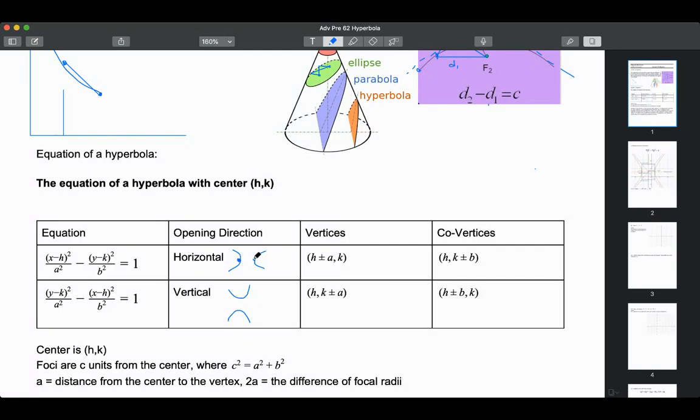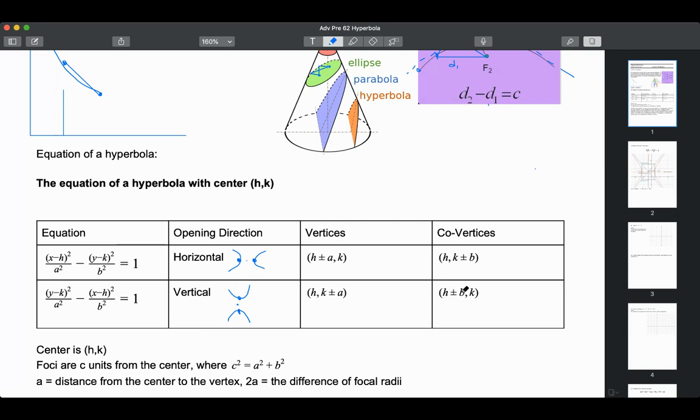The vertices, those are going to be the turning points of your hyperbola. So if your center is this point (h, k), I'm going to add and subtract horizontally to get to the vertices. If this is your point (h, k), I'm going to add and subtract vertically to get to the vertices.